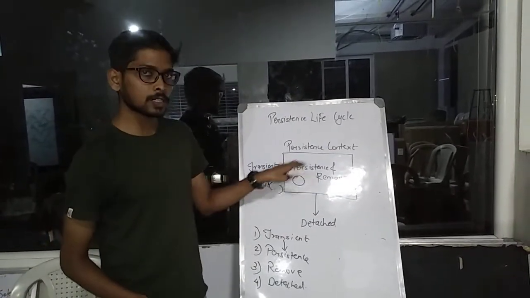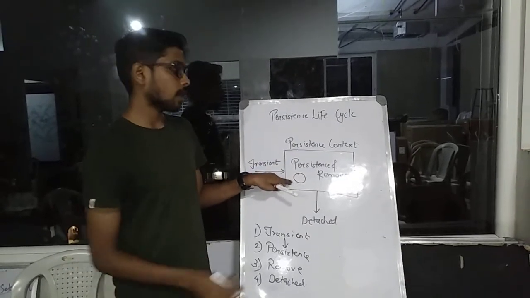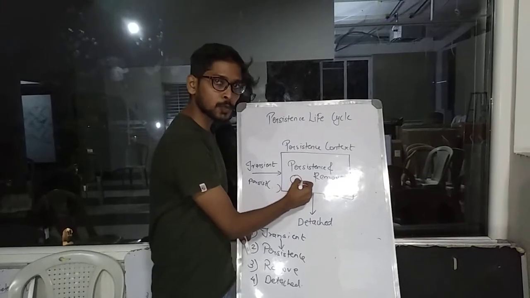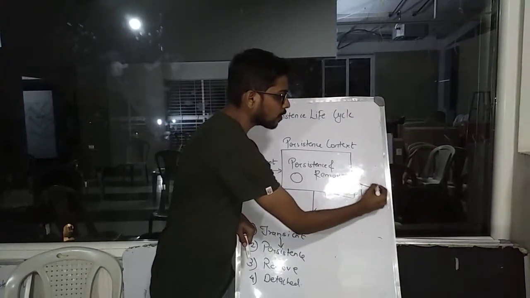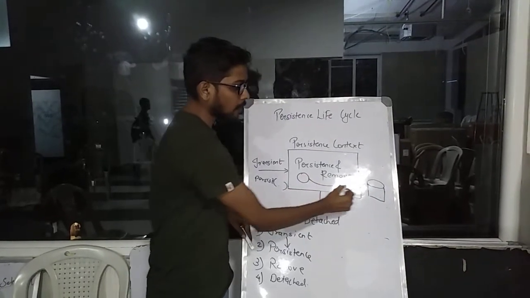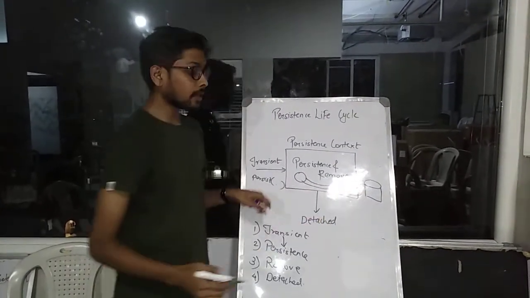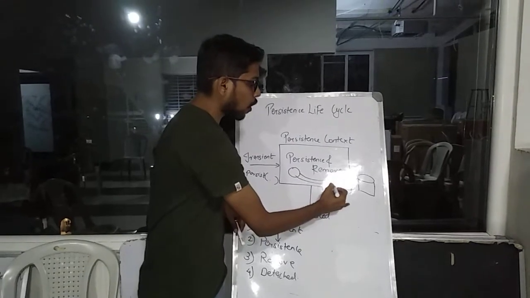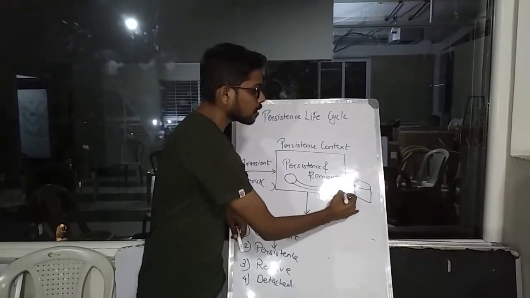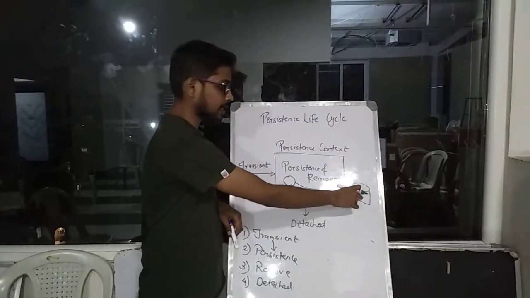Now in the persistence context, it is in the persistence phase. In the persistence phase, it maps with the database. Whatever RDBMS database we have, it will map with this database, and when we use commit, all the values will be stored within that database also.